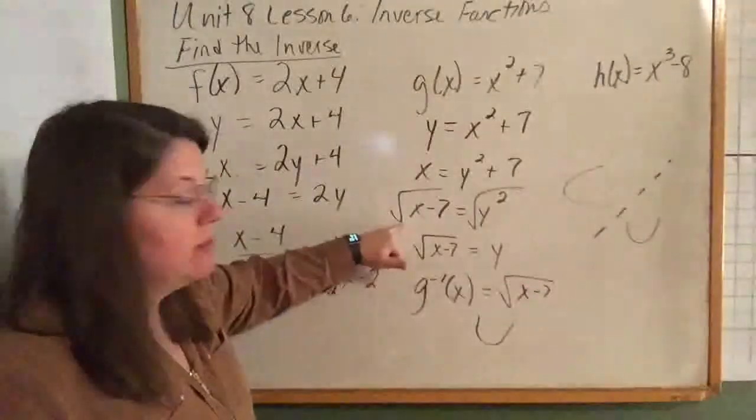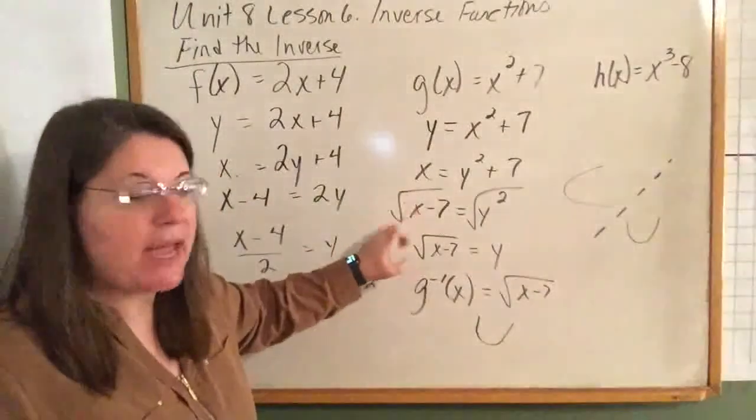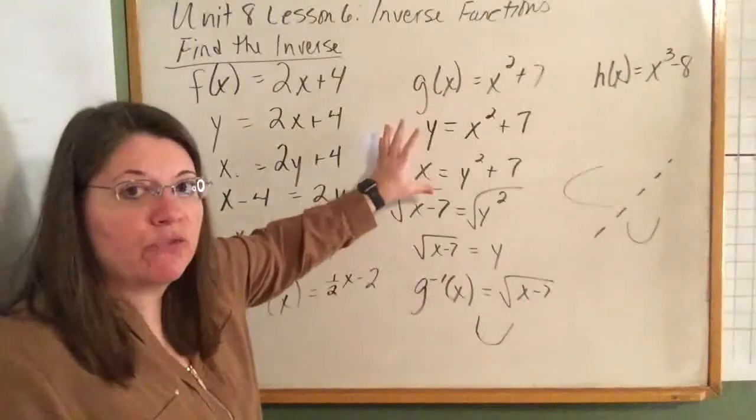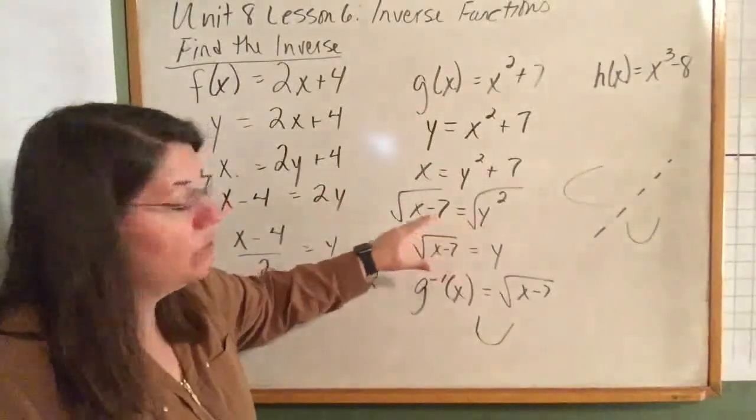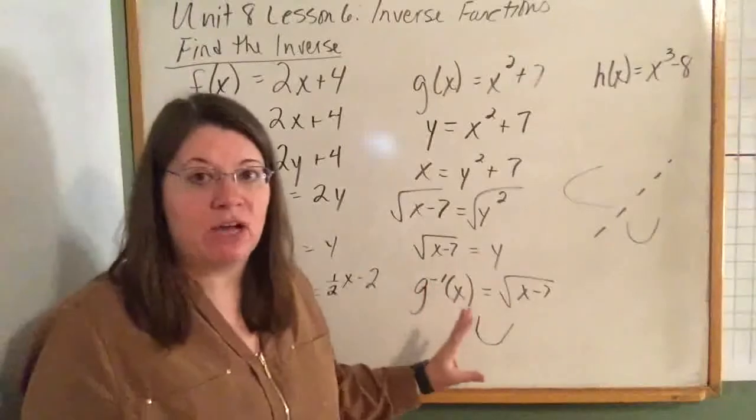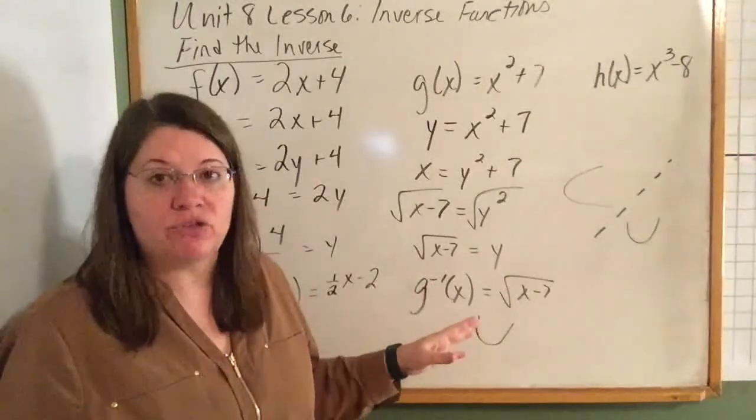So that's why I don't need the plus minus here. So don't be confused about that. When we take the inverse functions, if we put in the square root, we only need to consider the positive values, because otherwise it's no longer a function if we don't.